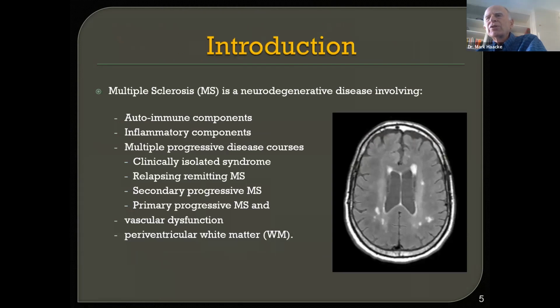So multiple sclerosis is a neurodegenerative disease. It involves autoimmune components, inflammatory components. It's a progressive disease that starts off as clinically isolated syndrome and then can progress to relapsing remitting, secondary progressive, primary progressive, and then vascular dysfunction, and then finally leading to periventricular white matter lesions or hyperintensities, as they're called, as you can see in the image here on the right-hand side.